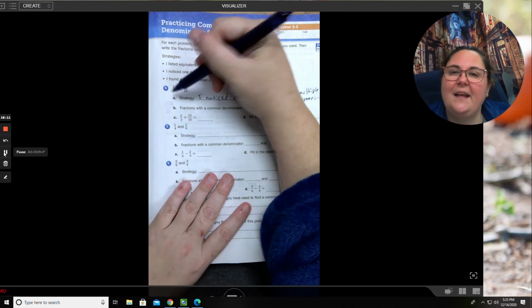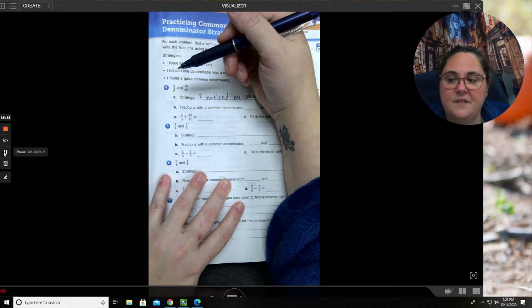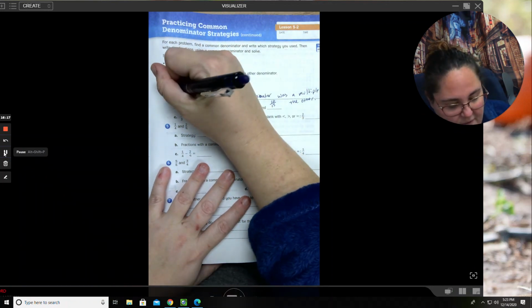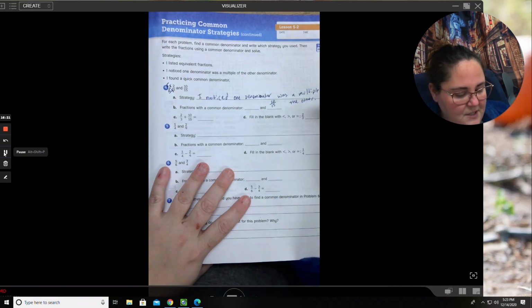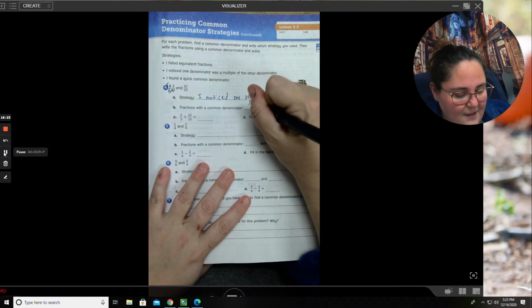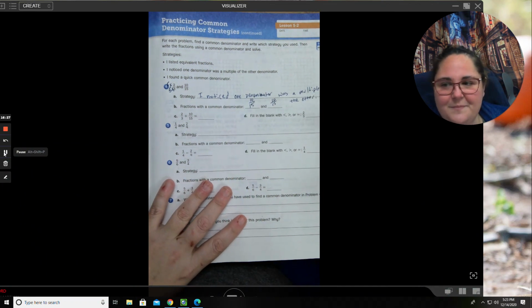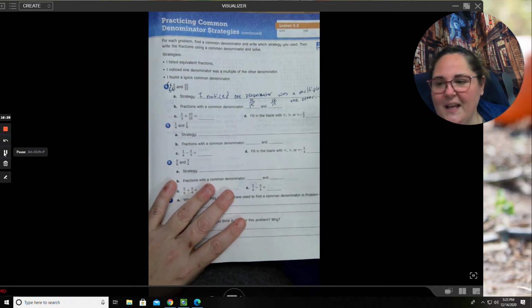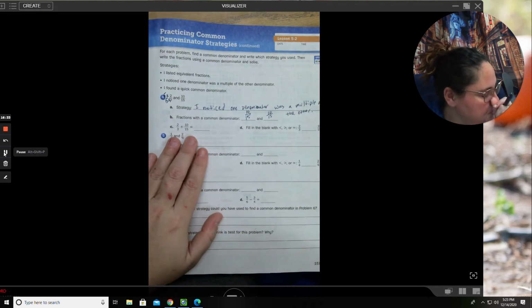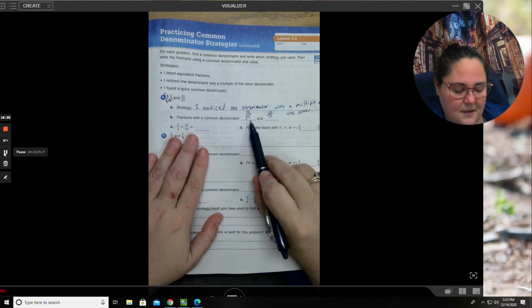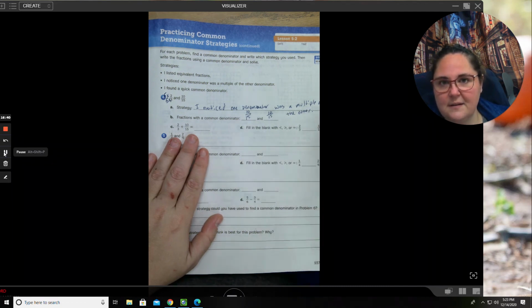3 times what equals 15? Let's see. 3, 6, 9, 12, 15. 3 times 5. Whatever I do to the bottom, I do to the top. All right, 2 times 5 is 10. 3 times 5 is 15. This should look familiar. All right, what is part C? 2/3 plus 10/15. We already rewrote them. What's my final answer?